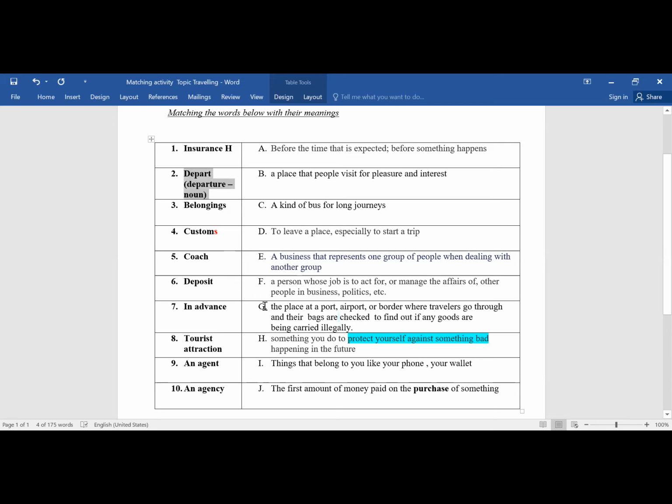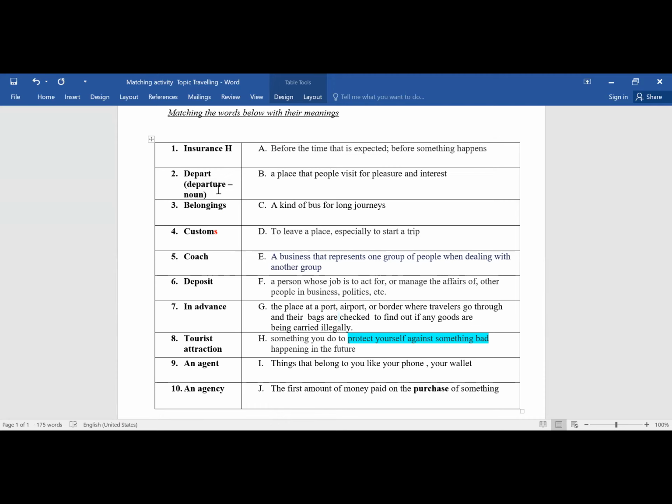I would like to hear from Bảo Ngọc. Bảo Ngọc, please. Depart. And departure is a noun. You may hear the word depart very often at an airport. You may hear something like, passenger Bảo Ngọc, your flight will depart in 10 minutes.